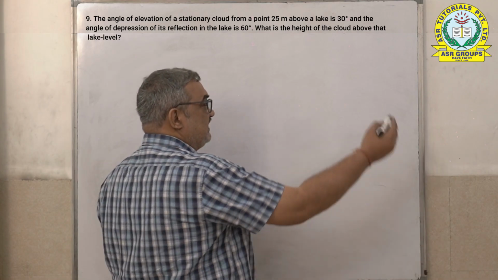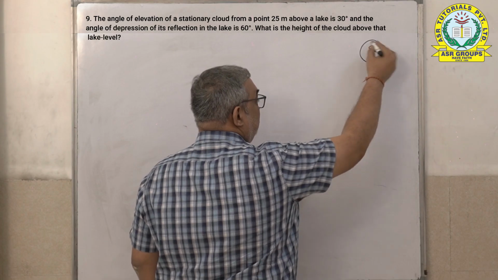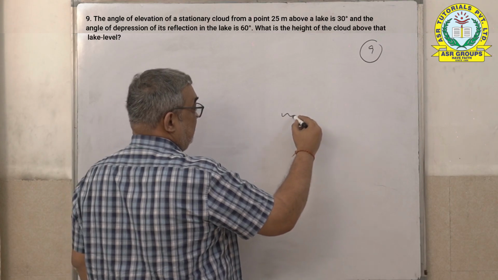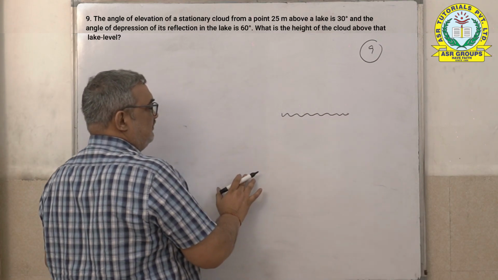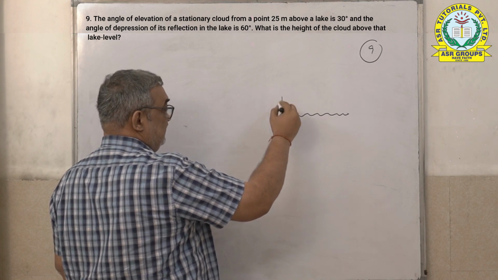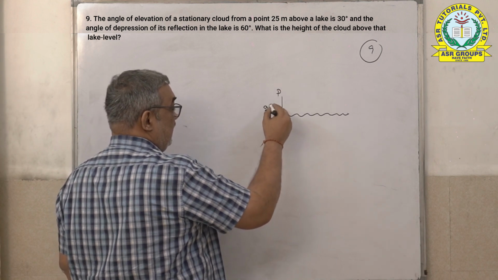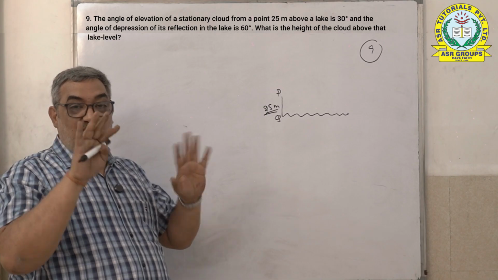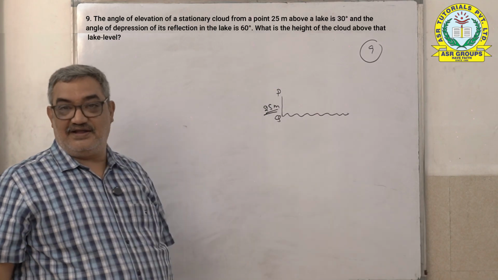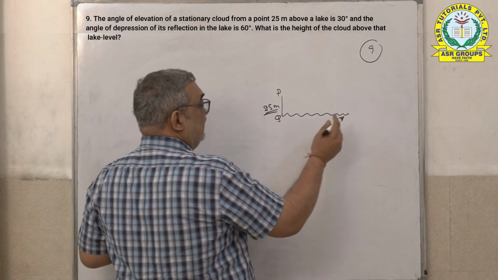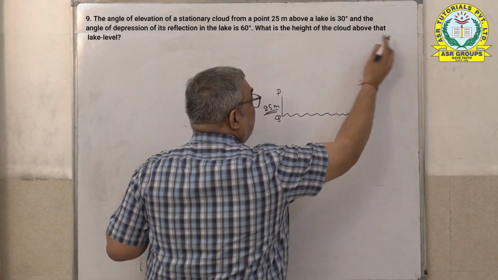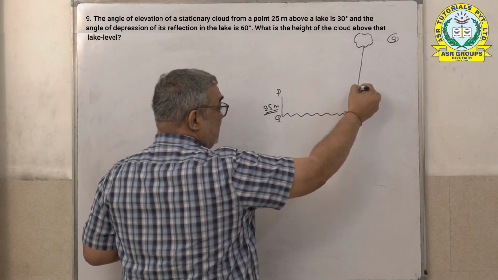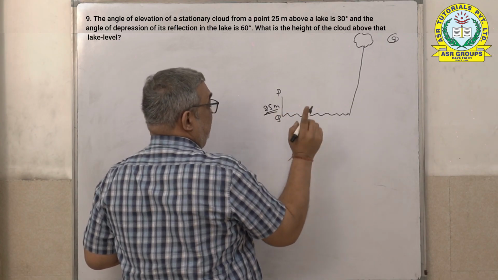Welcome. The sum number 9. This is the lake. A person is standing 25 meters above the lake. He is not flying in the air. There is a pillar standing on that. Got it? Then here is a cloud. He saw the cloud. Remember, be careful in this sum.